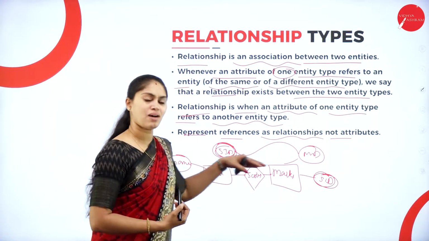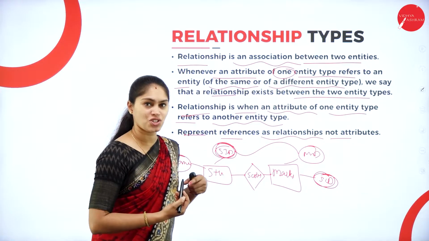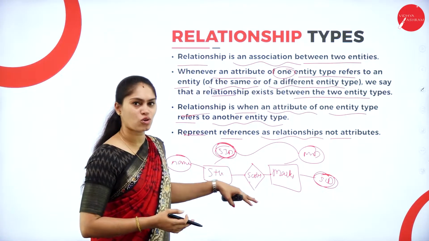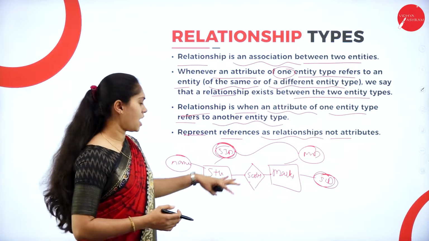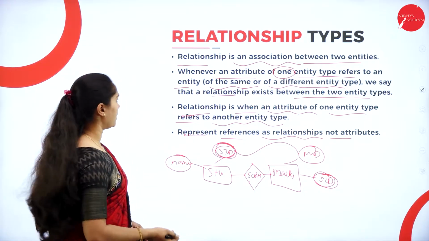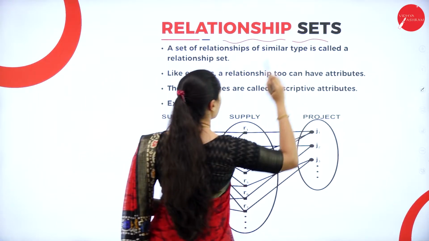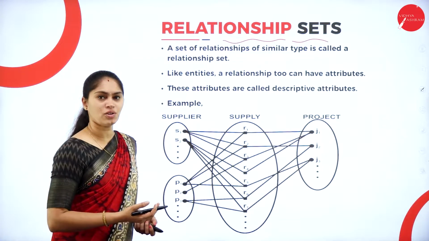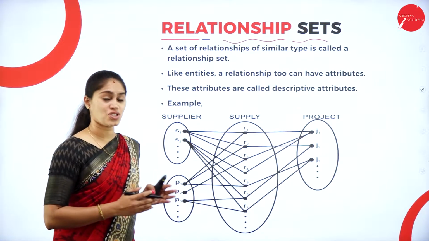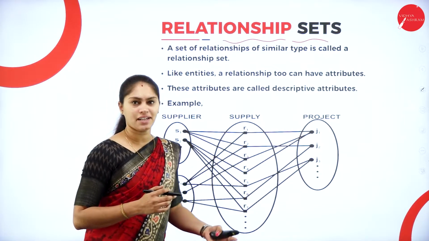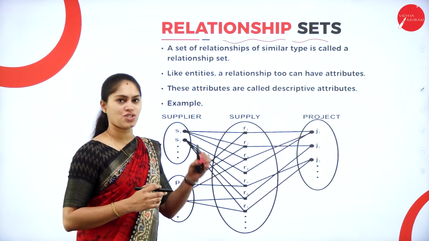Student is one entity, marks is another entity. Then what is the relationship between those entities? That is scores. Student is going to score marks, right? That is the association between two entities. And also here you can see that next is relationship set. So now we got to know what you mean by relationship type. When there is an association from one entity to another entity, then we can say that as a relationship type.